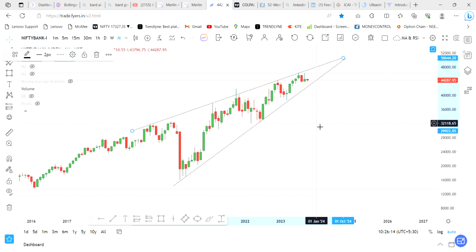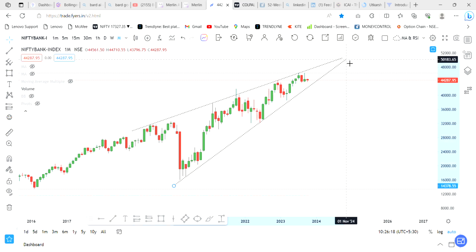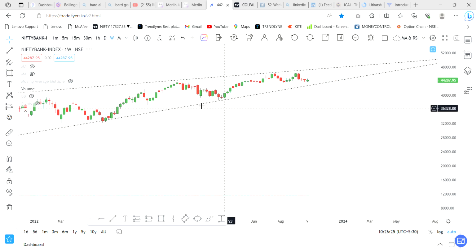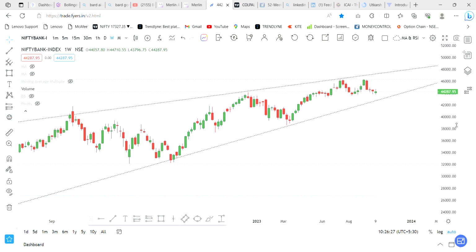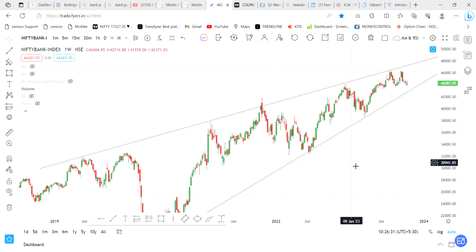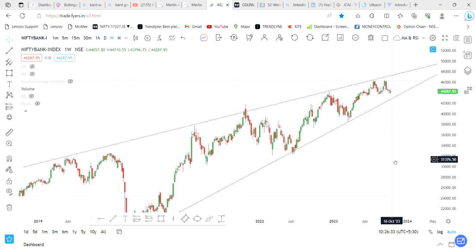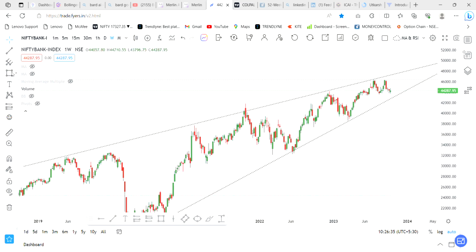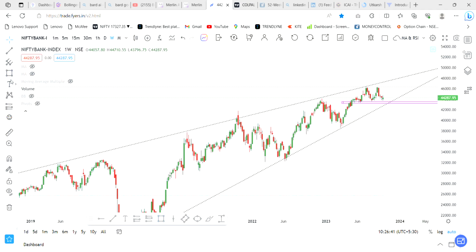So these are the two lines which I just want to draw on the monthly time frame. From here onwards, I just need to drop down to the next lower time frame, which is weekly. So here you could see the Bank Nifty. From another perspective, you can draw one more support here, and one more resistance here.